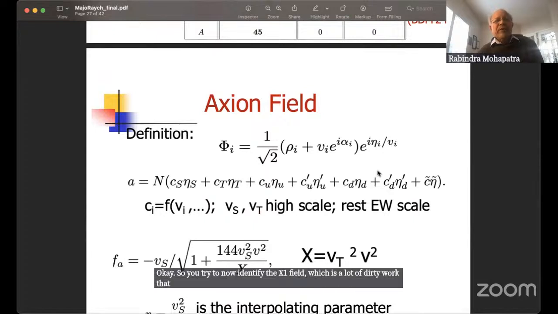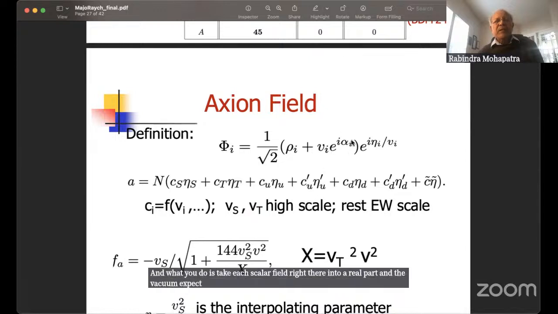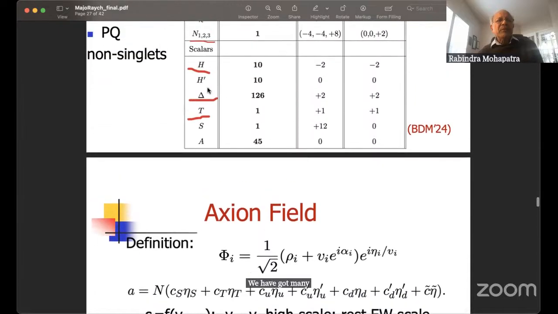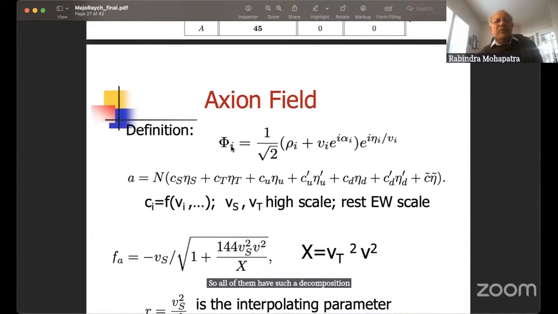Okay. So you now try to identify the axion field, which is a lot of dirty work. What you do is take each scalar field and write it as a real part and a vacuum expectation value part. You can give it a phase, it doesn't really matter. Then you have the pseudo-scalar part divided by the vacuum expectation value. We have many fields: H, H prime, delta, T, and all those things. All of them have such a decomposition, so I goes over all those scalar fields.